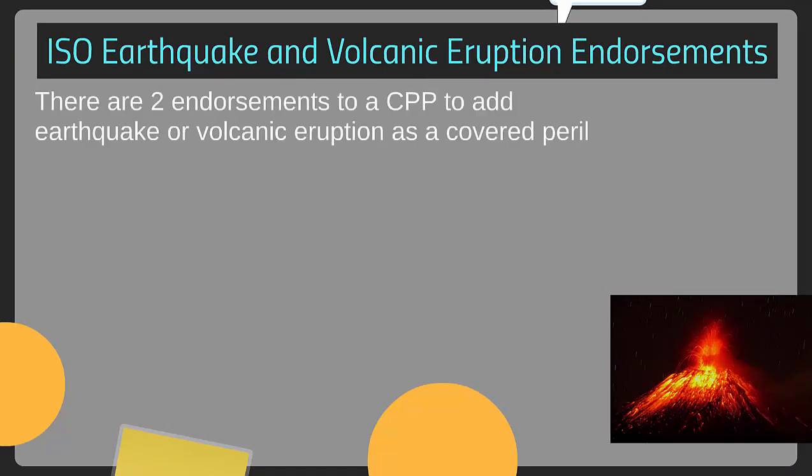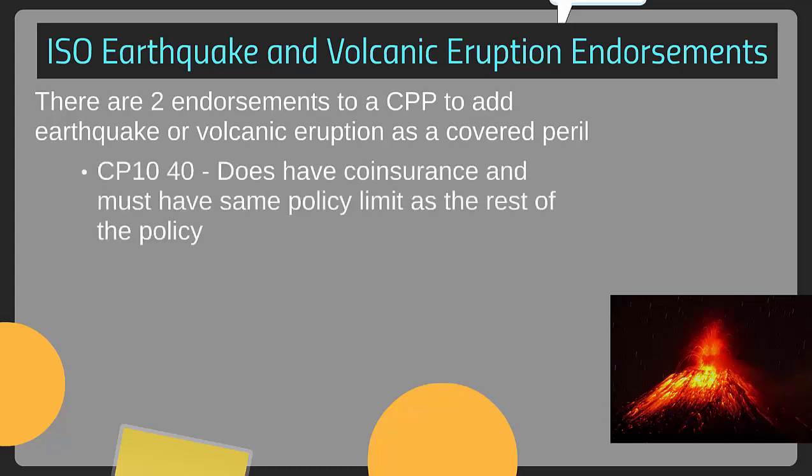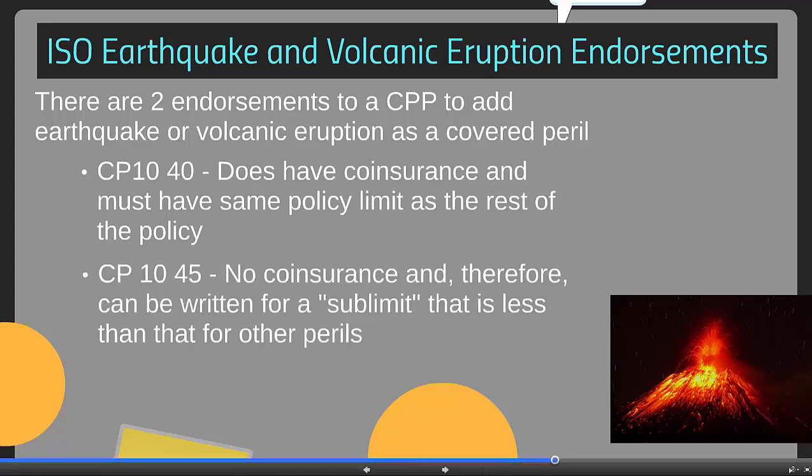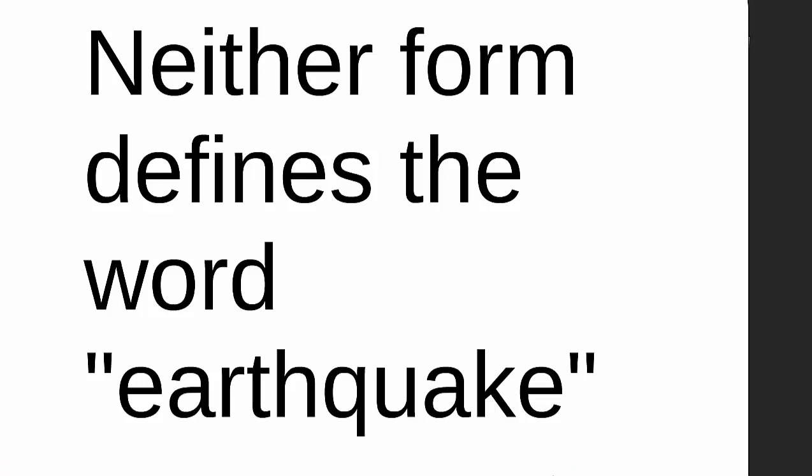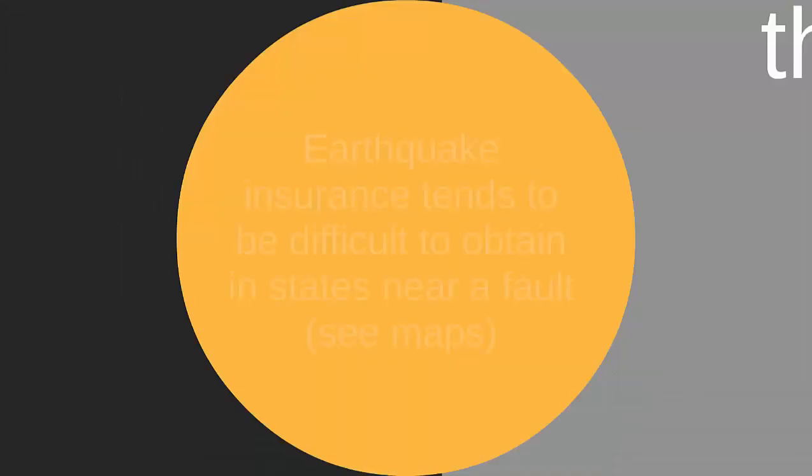There are two endorsements to a CPP to add earthquake or volcanic eruption as a covered peril. The CP 1040 does have coinsurance, and the insured must have the same policy limit as the rest of the policy. The CP 1045 has no coinsurance and, therefore, can be written for a sublimit that is less than that for other perils. Neither of the two forms defines the word earthquake.